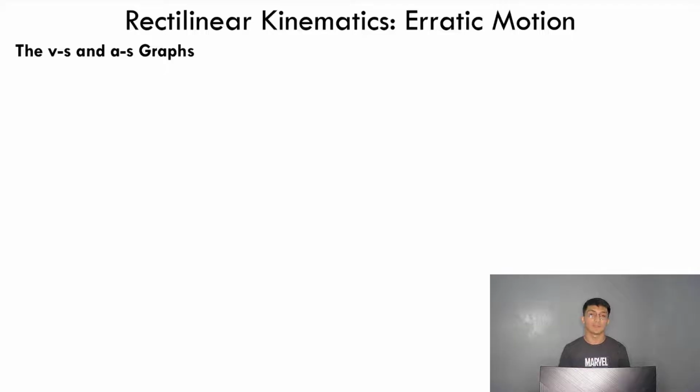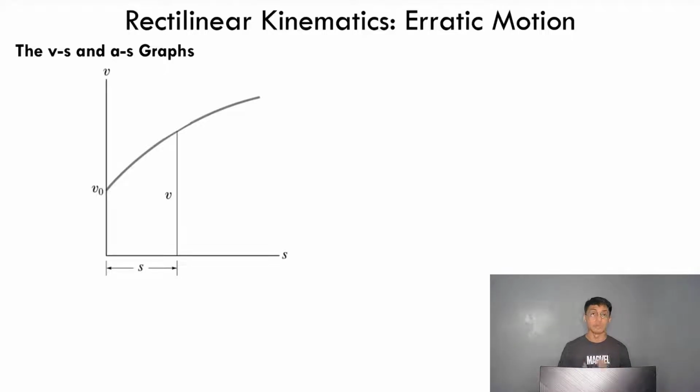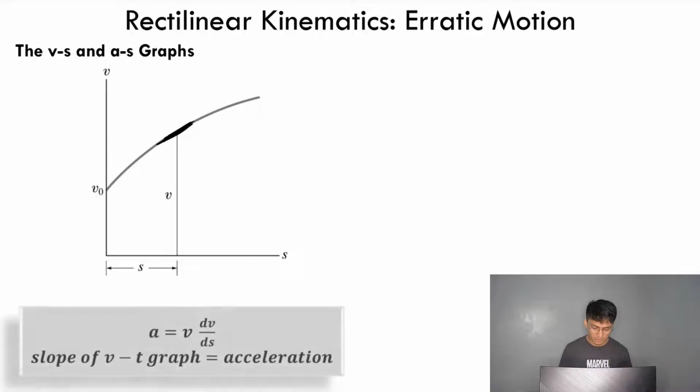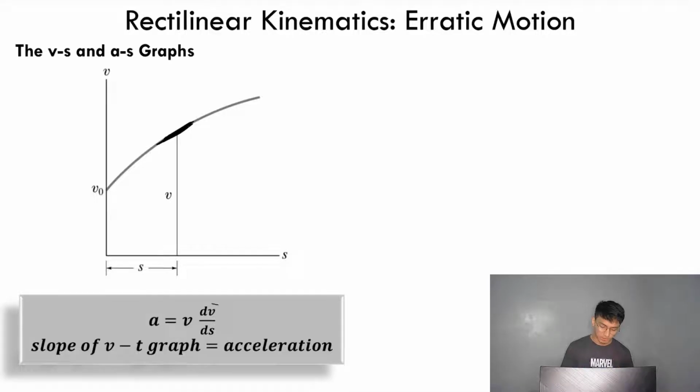And vice versa, if we have given a VS graph, pwede naman nating ma-determine or ma-create ngayon yung AS graph from the VS graph. Now, etong ginuguhitan ko ngayon, itong slope na yan is the acceleration. So, using again the formula, etong formula na paulit-ulit nating ginagamit, binaba lang yung ds dito, yung a is equal to v times dv over ds.